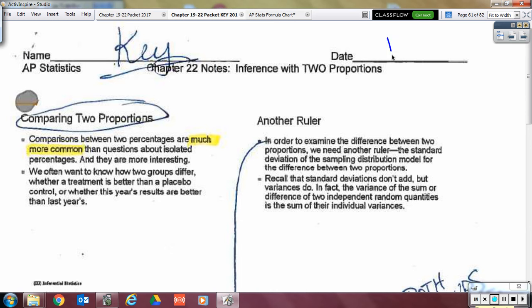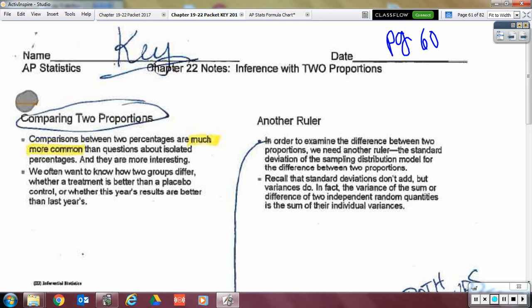Page 60 is where we're on, and what we're going to be doing is learning how to do a hypothesis test with two proportions. Because the reality is that a hypothesis test with two proportions is much more common than a hypothesis test for one proportion.